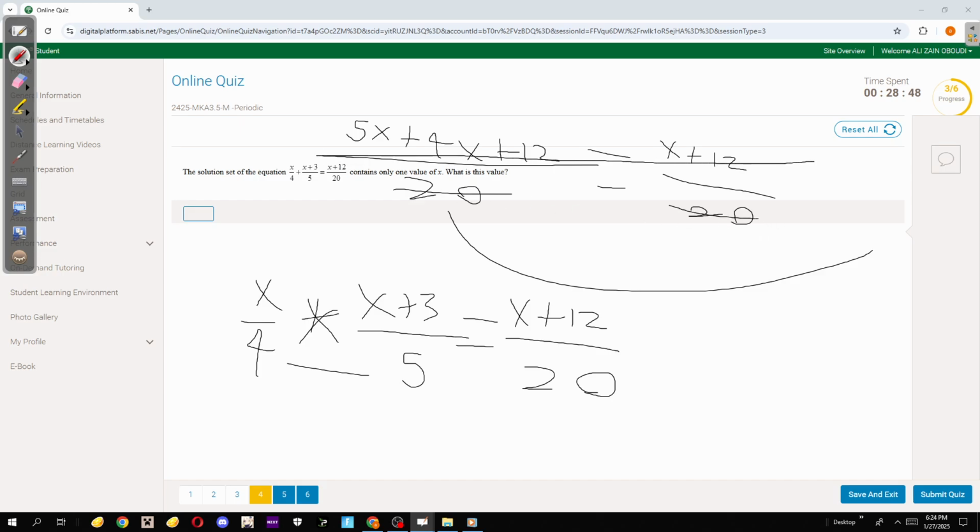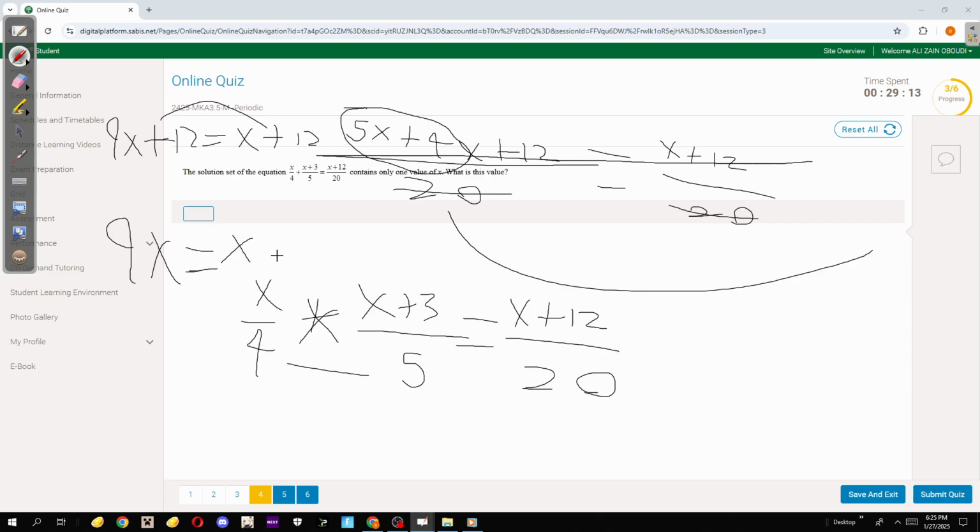You'll end up with 5x plus 4x plus 12 equals x plus 12. So 9x, because we add these two to simplify, plus 12 equals x plus 12. Same thing as what we did here, but with addition and subtraction. Move the 12 over here. You cancel them out. You get 9x equals x.